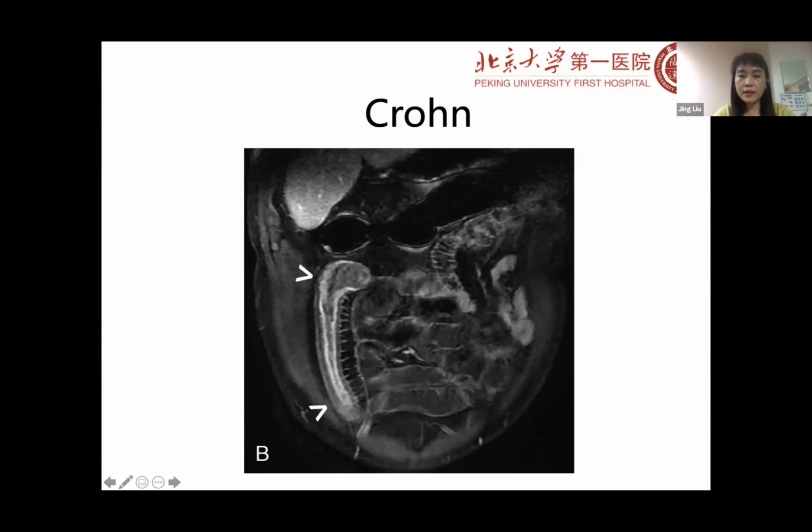So let's see an example. This is MR enterography. It could depict all the pathologic changes here. First, we could see a relatively longer segment of bowel wall was involved. That's the difference from the carcinoma. And we could see the bowel wall thickened, the stratification enhancement of the bowel wall, and the stricture of the lumen. And also we could see the engorged vessels in the mesentery.